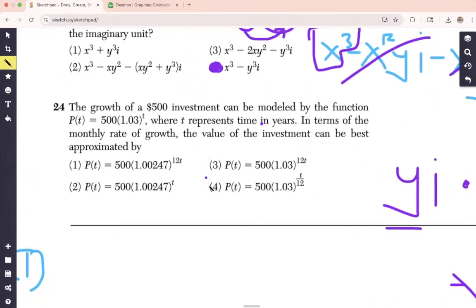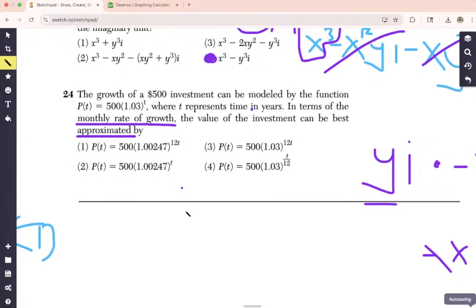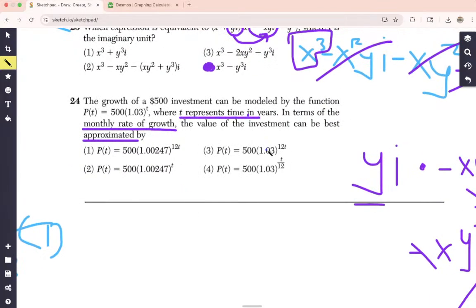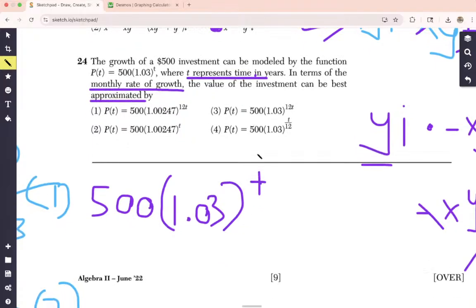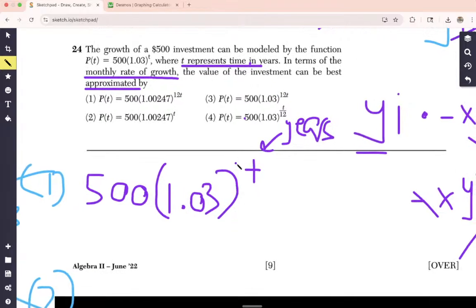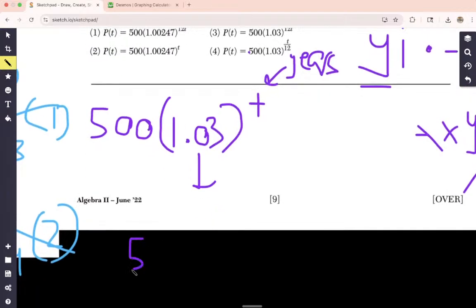The growth of a $500 investment can be modeled by this function. In terms of monthly rate of growth, the value of the investment can best be approximated by what? Okay, so t represents the time in years, alright? T represents our time in years, and this is our original function, alright? T is in years. How many months are there in a year? There's 12 months in a year, right?